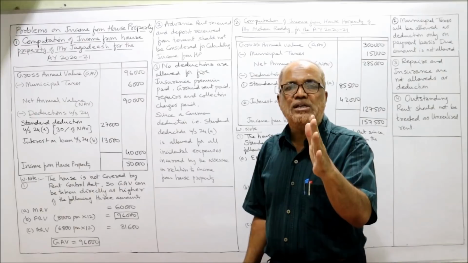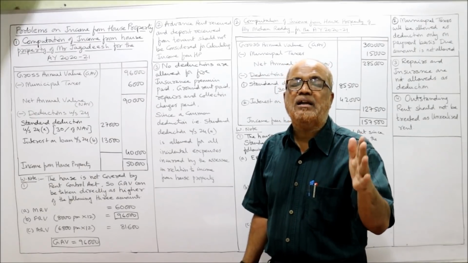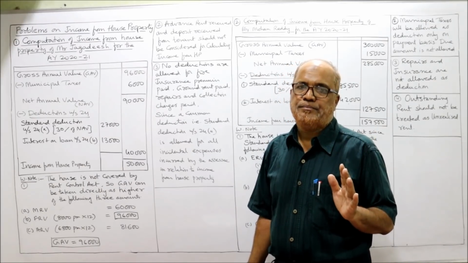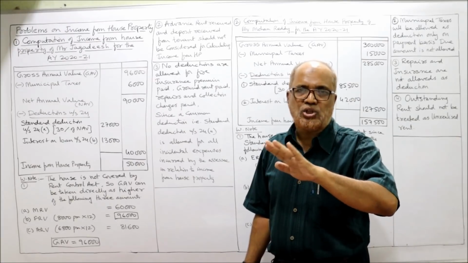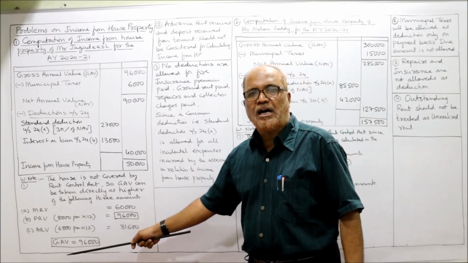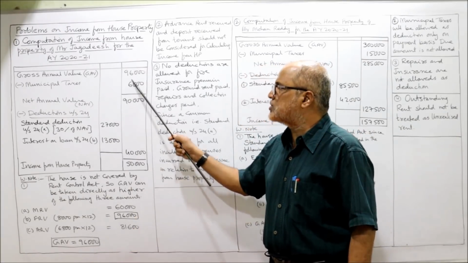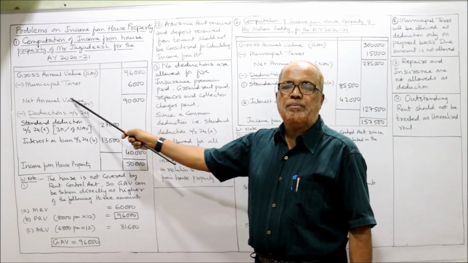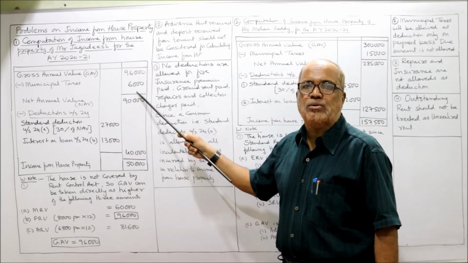So GAV is the higher of the following three amounts: MRV, FRV, ARV. If the house is not governed by the Rent Control Act, if standard rent is not given, then simply take the higher of these three as GAV. The gross annual value is 96,000. Municipal taxes are given in the problem, 6,000.